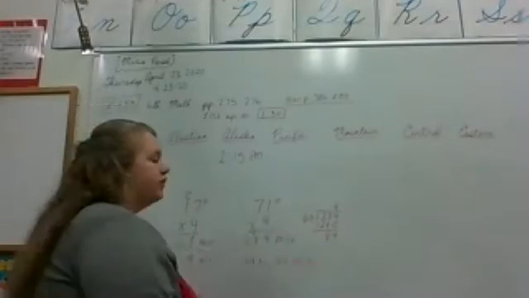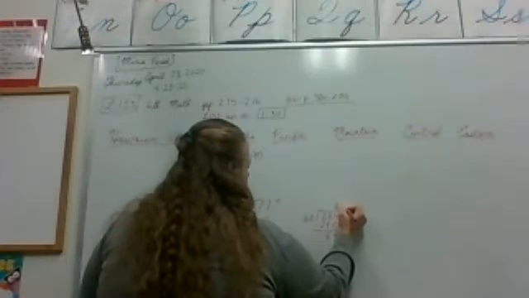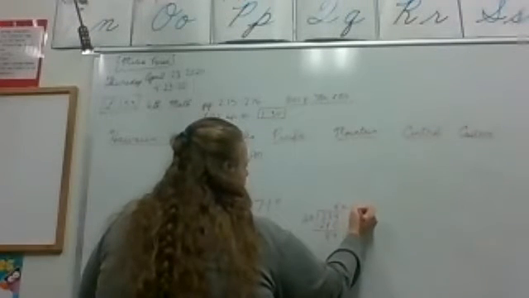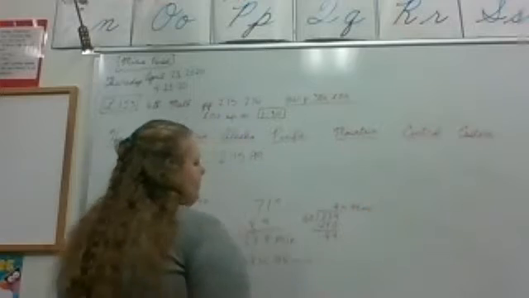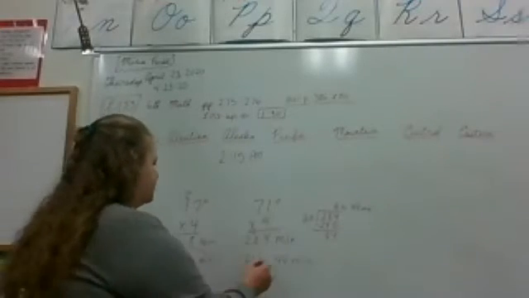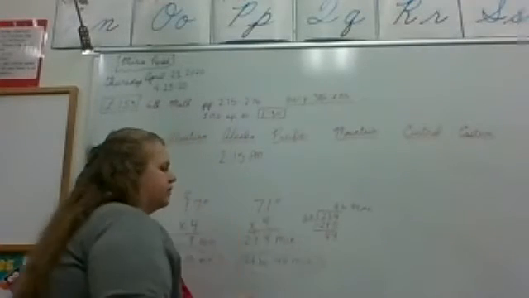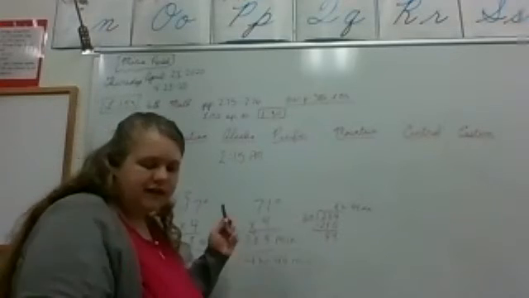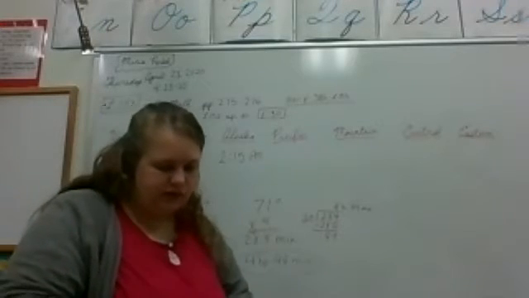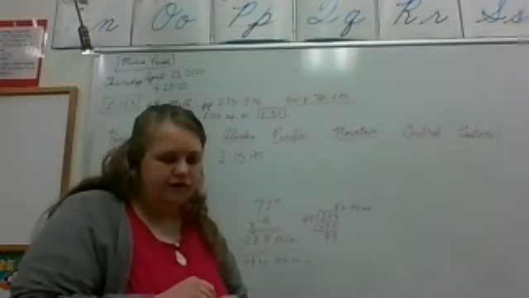So whatever your quotient is, this is your hours, and as long as the remainder is less than 60, that's your minutes, okay? And so 4 hours and 44 minutes it takes for it to go 71 degrees. Okay, so that's how to convert that. That's what you're going to be doing on those problems on the bottom of the first page.